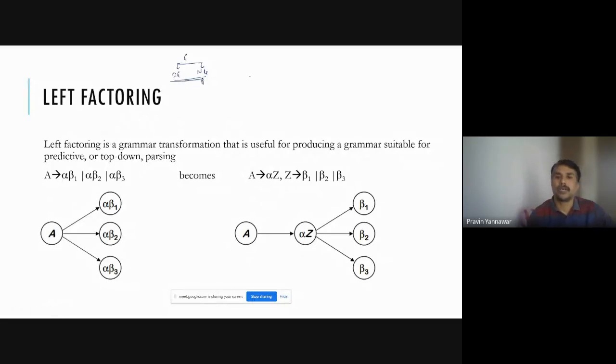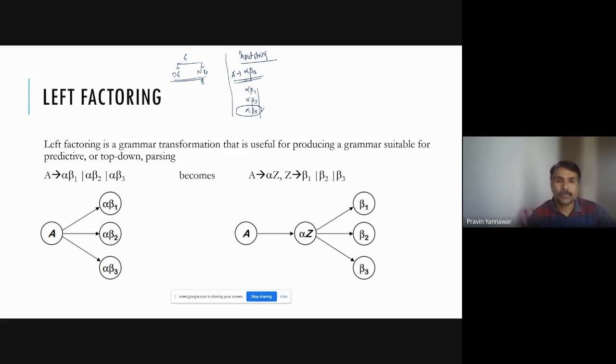So what exactly is a non-deterministic grammar? Say, for example, our input string is alpha beta 3. We can produce this alpha beta 3 from A. So from A, if I want to produce alpha beta 3, I can go with the first option, alpha beta 1. Oh no, it is not. Then I can go with alpha beta 2. Then no, I can go with alpha beta 3. So once it comes to the third place, I take it. So the decision comes later.